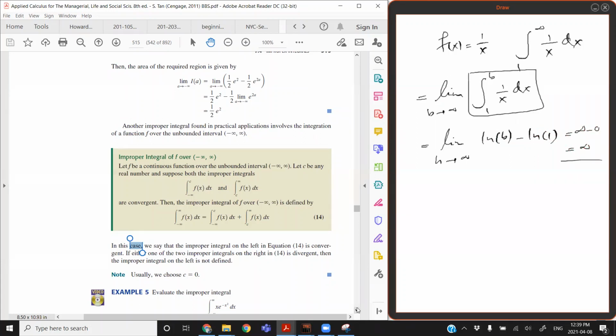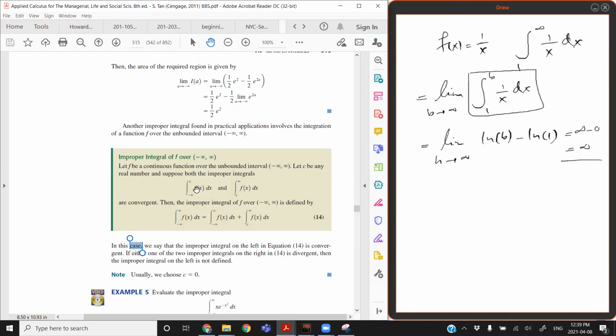So in situations like this, I think I forgot to mention that over there, you say that the improper integral is divergent. It diverges to infinity. It doesn't converge to a finite number. So for a problem like this, if either the first integral or the second one diverges to infinity, you say that the improper integral is divergent.